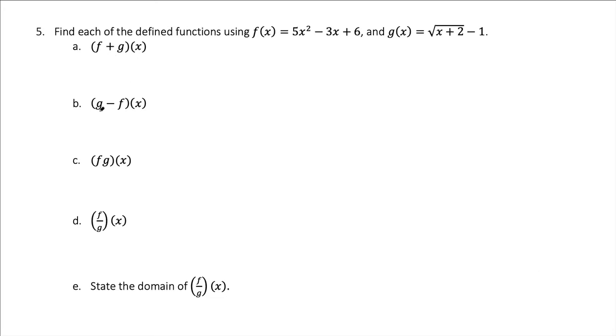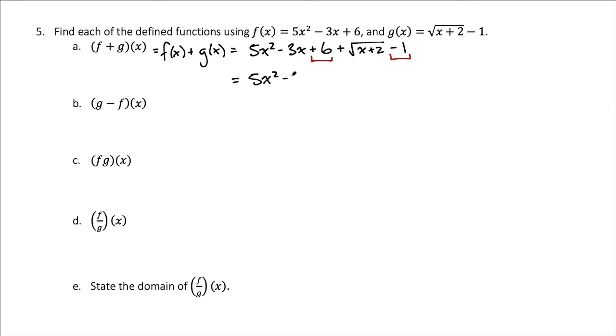To get the sum of two functions, that's pretty straightforward. We just go ahead and add these two things, f of x plus g of x. So we'd have 5x squared minus 3x plus 6, and then plus the square root of x plus 2 minus 1. And really the only thing we can do here to simplify is to combine the 6 and the minus 1. Okay, that becomes a plus 5. And so we get our 5x squared minus 3x plus root x plus 2, and then plus our 5.